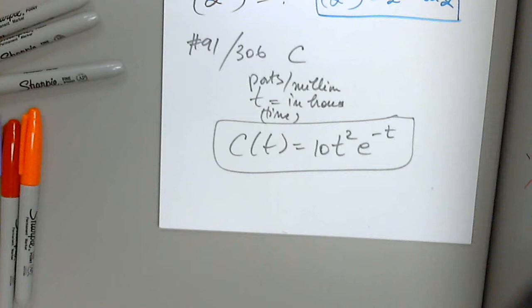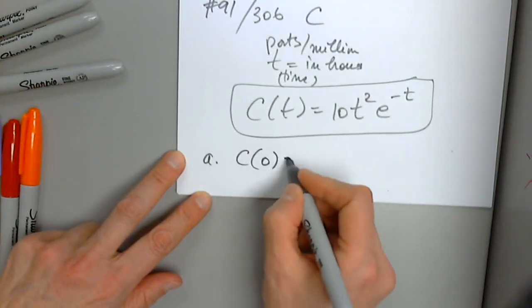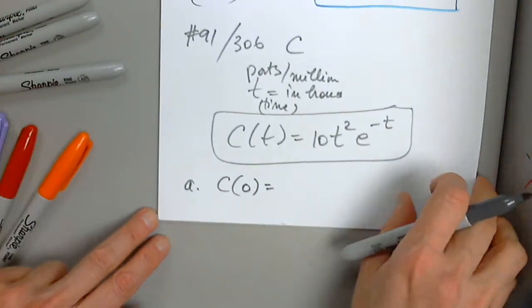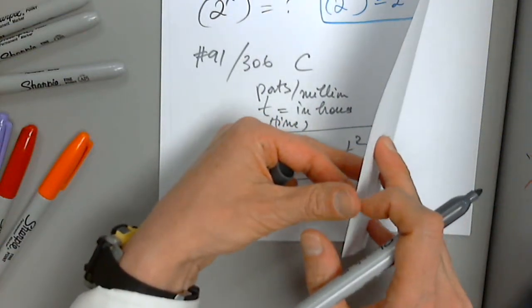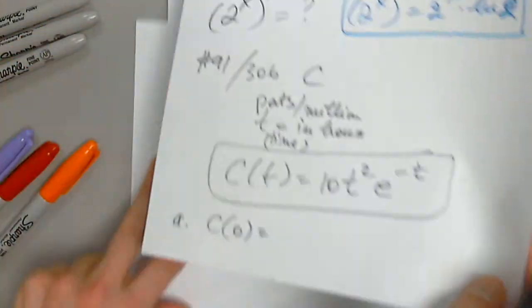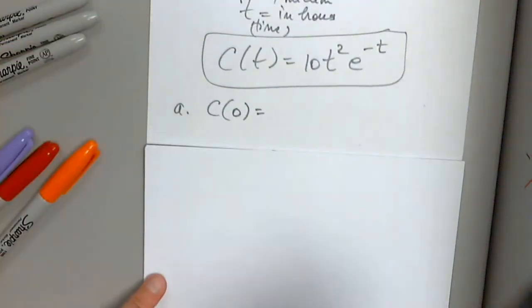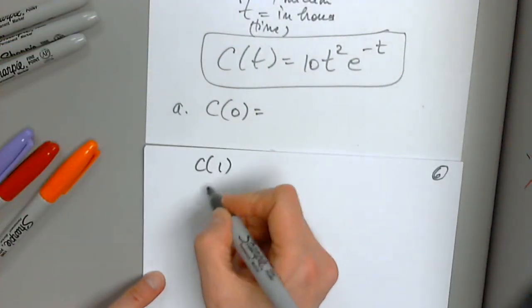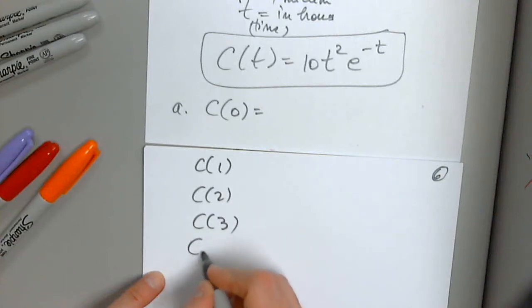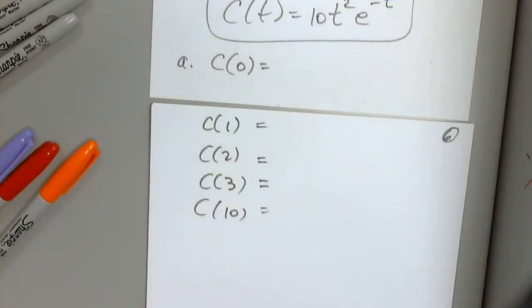Good. Let's read on. Find the concentration after 0 hours, 1, 2, 3, and 10. So in part A, they want us to find C of 0, C of 1, 2, 3, and 10. Let's do that. We're not going to do that by hand, of course. I'm going to put the function in the graphing calculator. You can start if you'd like to put it in already. No one wants to do this 4 times, and I hope you will not even consider that.